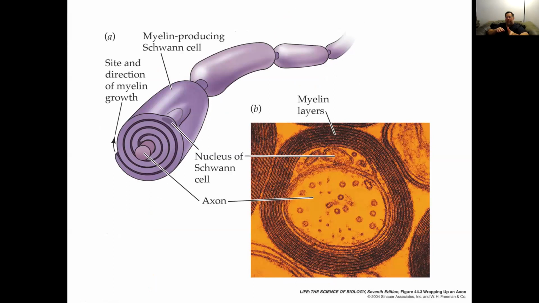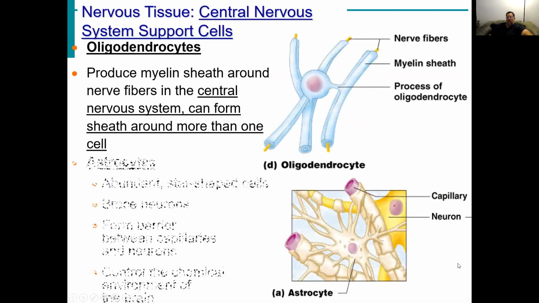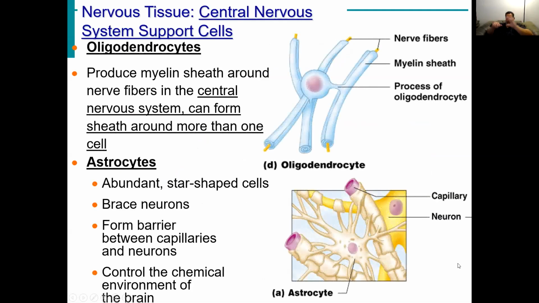Over here, you can actually see an electron micrograph of a Schwann cell or axon being surrounded by myelin sheath. So here you can see myelin sheath surrounding it in multiple layers. And then here you can see your axon. So that's the peripheral nervous system.